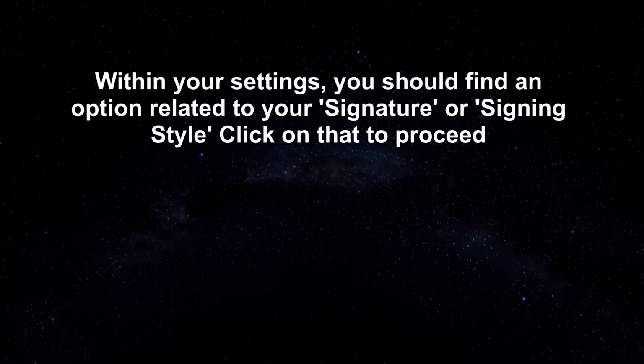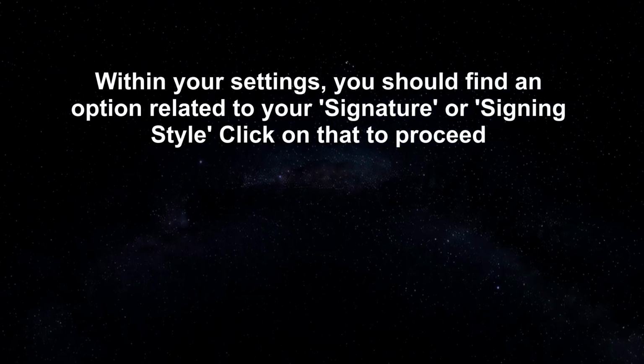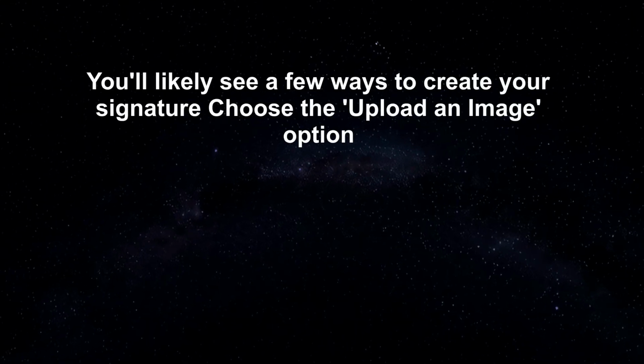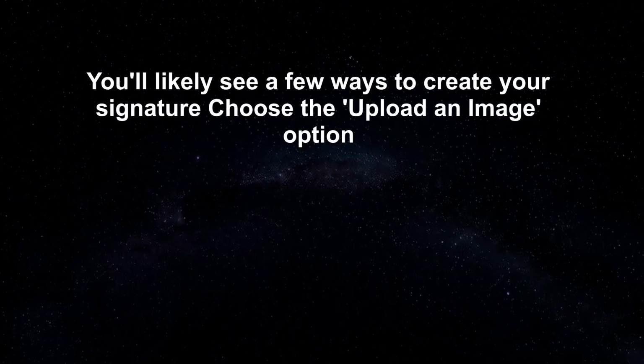Within your settings, you should find an option related to your signature or signing style. Click on that to proceed. You'll likely see a few ways to create your signature. Choose the Upload an Image option.